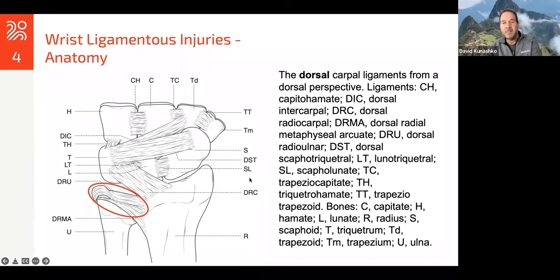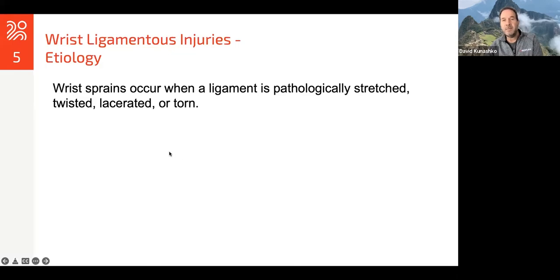In this area, sometimes called the TFCC area, is commonly involved in injuries, as well as a ligament between the scaphoid and the lunate, specifically the scapholunate ligament. So these are the structures that tend to be more commonly involved in wrist sprains.